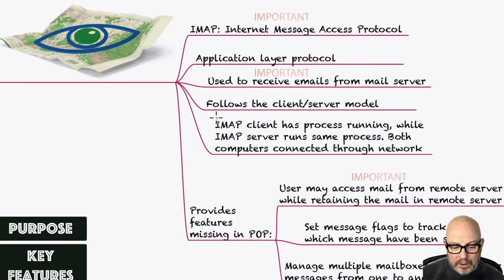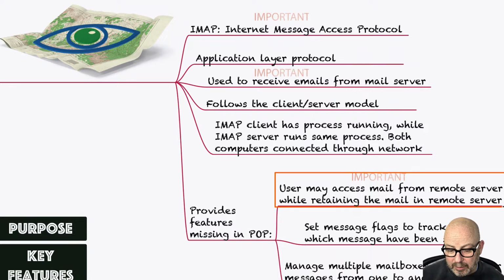So the way it works is the IMAP client, so that would be you accessing your emails, has the process running, while the IMAP server, which is in cyberspace somewhere, runs the same process. And both the computers connect. They do what's called a handshake. That's the name it's actually given. So the difference is that, unlike POP, with IMAP the users may access mail from the remote server while retaining the mail in the remote server.